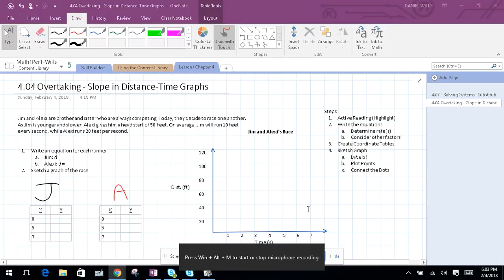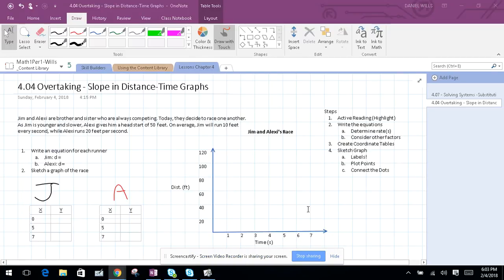Hi guys, in today's video we're going to take a look at how to find equations for moving objects and how to graph two or more of those equations on a grid in order to find their intersection. Alright, so first we have this problem that we're going to take a quick moment and actively read.